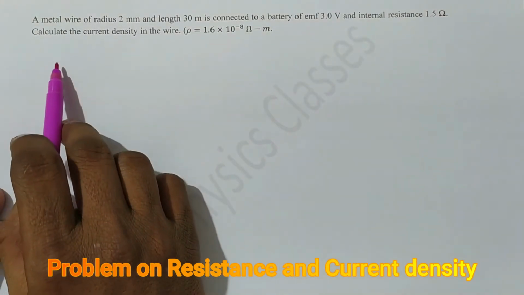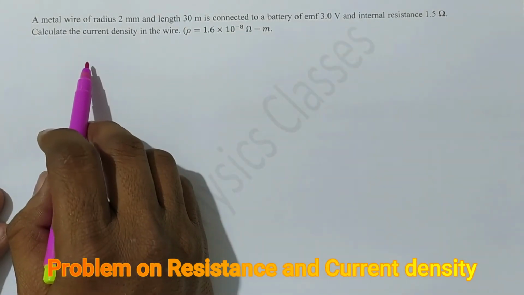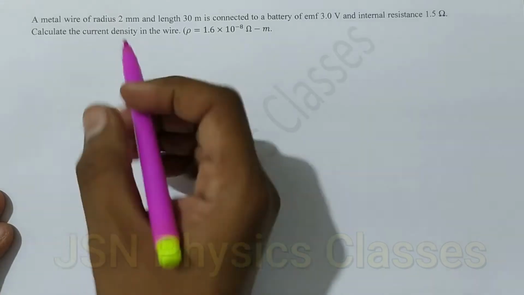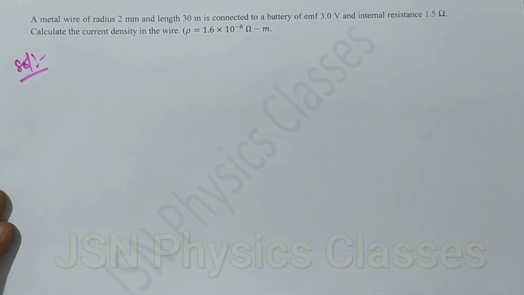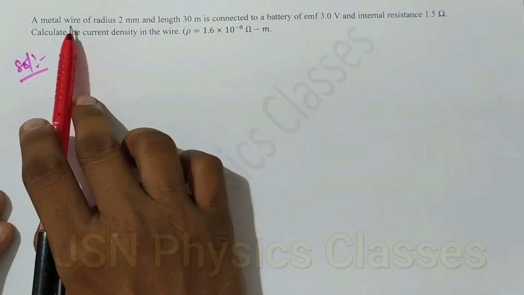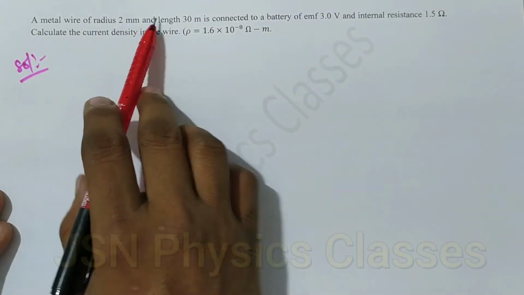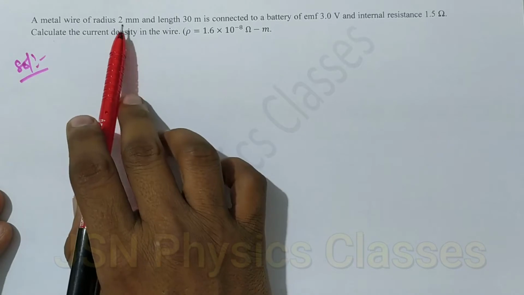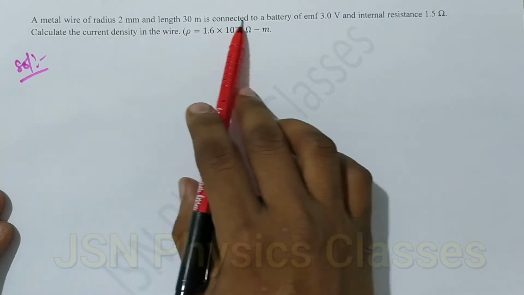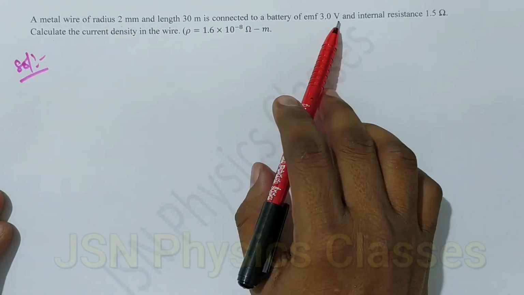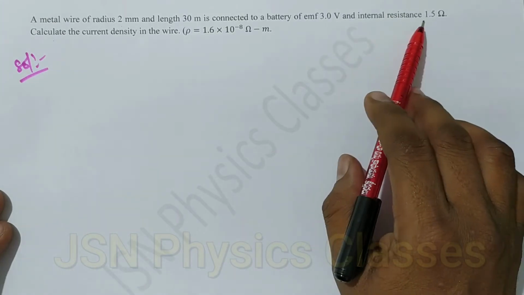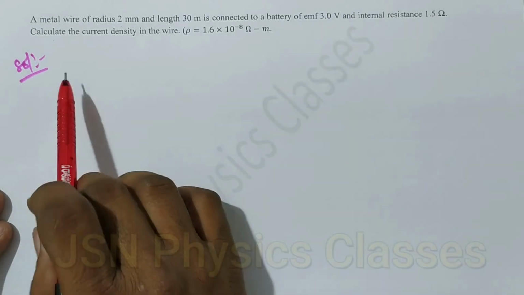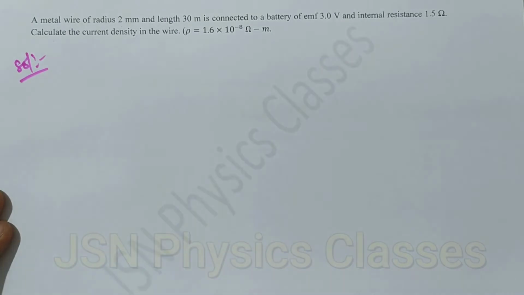So dear students, this problem is based on resistance. In this problem, a metal wire of radius 2 millimeter and length is given, connected to a battery of 3 volts and the internal resistance of the battery is 1.5 ohm. Calculate the current density in the wire.